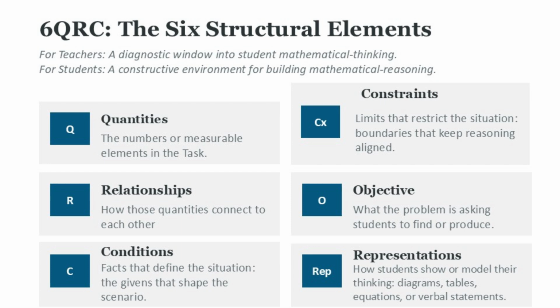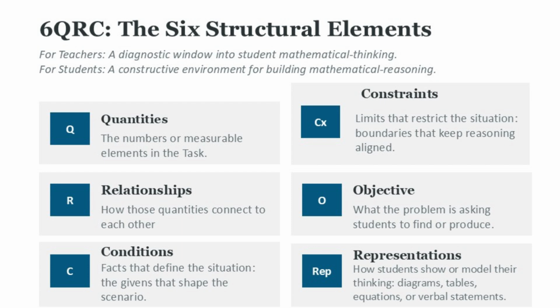Quantities, what students believe the quantities are. Relationships, how they think those quantities connect. Conditions, what they treat as fixed facts of the situation's world. Constraints, what they treat as boundaries within that world. Objective, what do they believe the problem is asking them to do? Representations, how they choose to show their thinking.